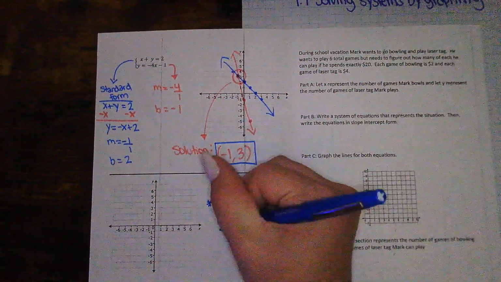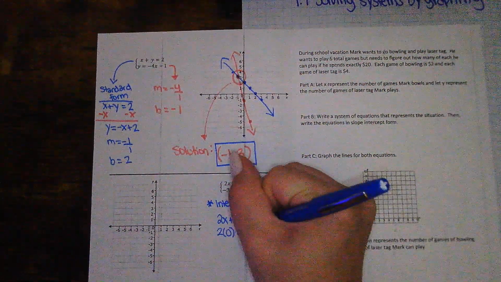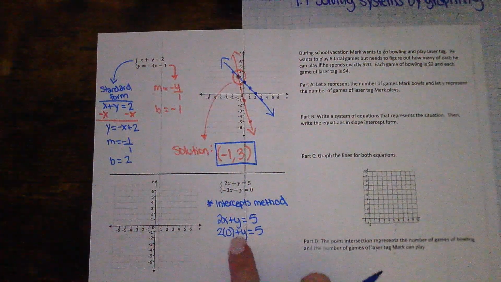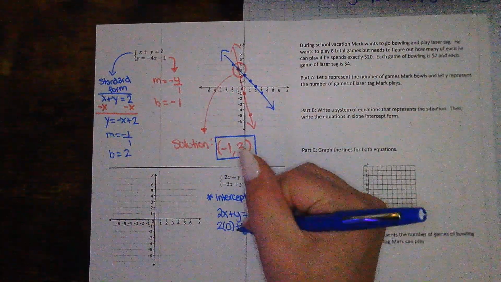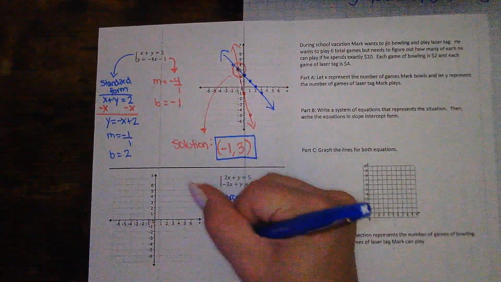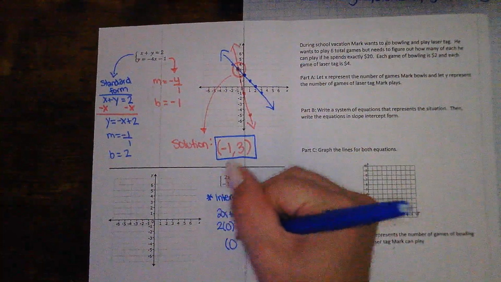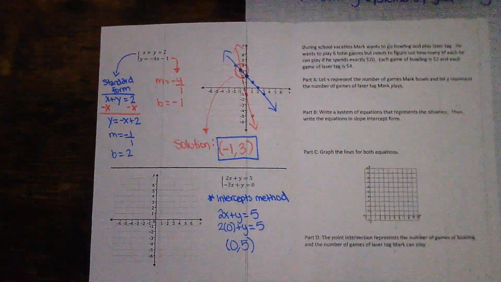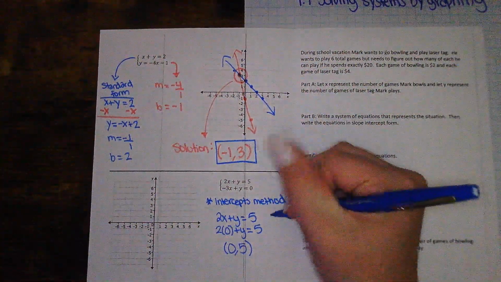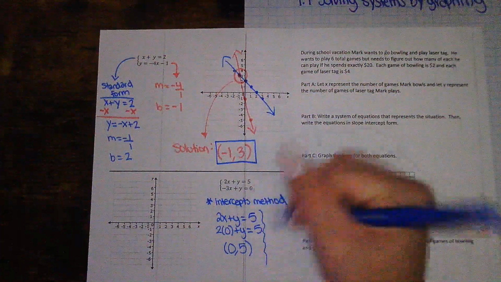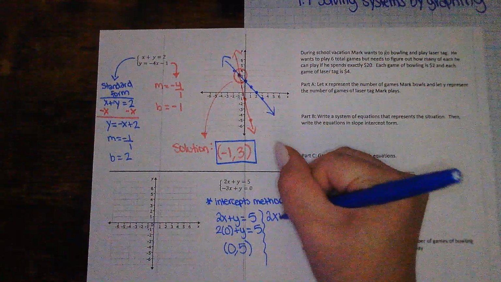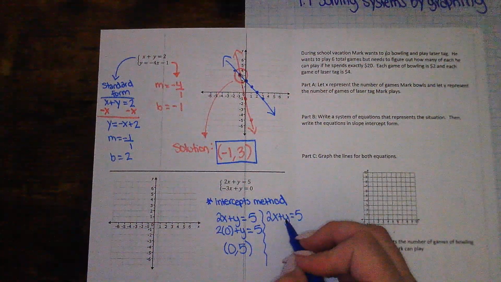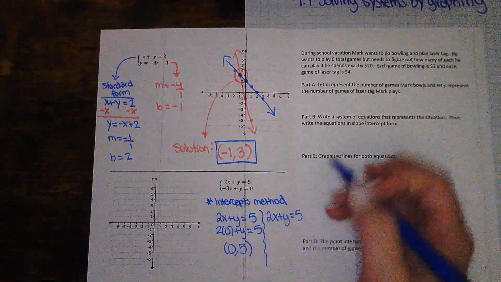So if I plug 0 in for x, obviously y equals 5 because anything times 0 is 0. So my first point, my y-intercept, would be 0, comma 5. And then I can do that again by plugging 0 in for y.